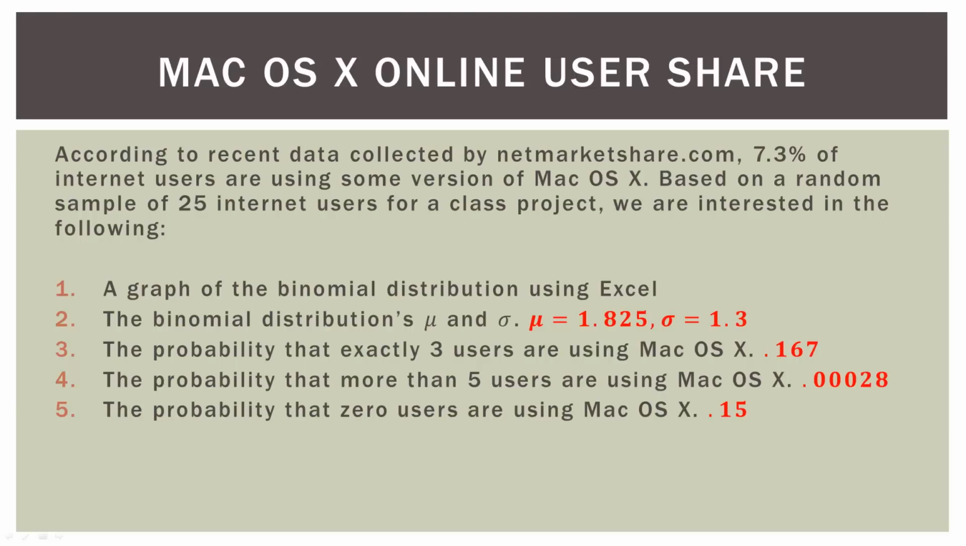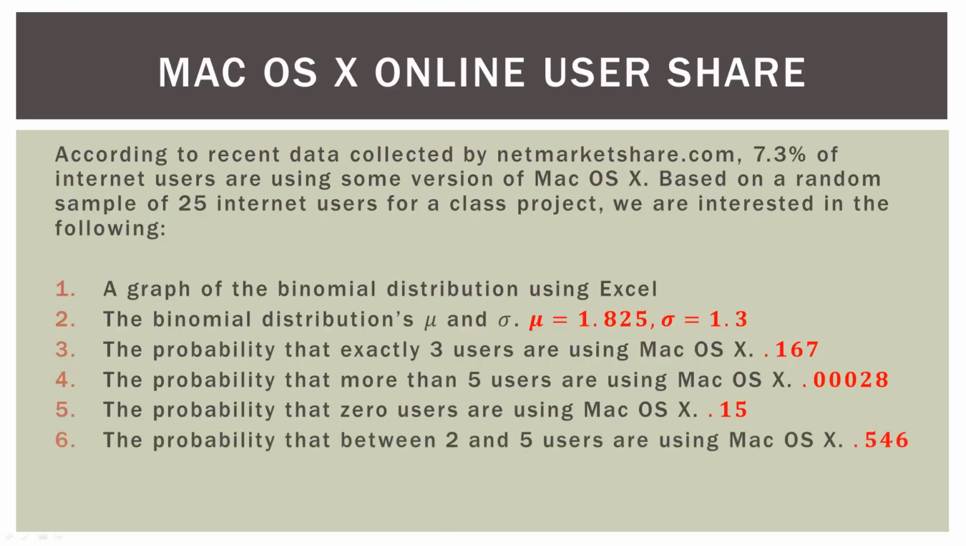The probability that 0 users are using OS X is 0.15, and that's actually fairly high, and that should make sense, because such a low percentage of users are using OS X, the probability that no one in our 25-person sample was using it is fairly decent. In this case, 15%. And that would not be an out-of-ordinary result. That's more than what we'd expect, because the percentage of people using it is so low. And the probability that between 2 and 5 users are using it is 0.546.